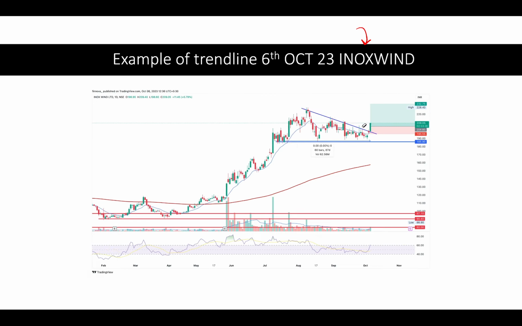Now what could be the possible point that it can go higher? That is another separate video we will discuss, like what could be the target and the entry point, where we should put the stop loss and where we should put the target.